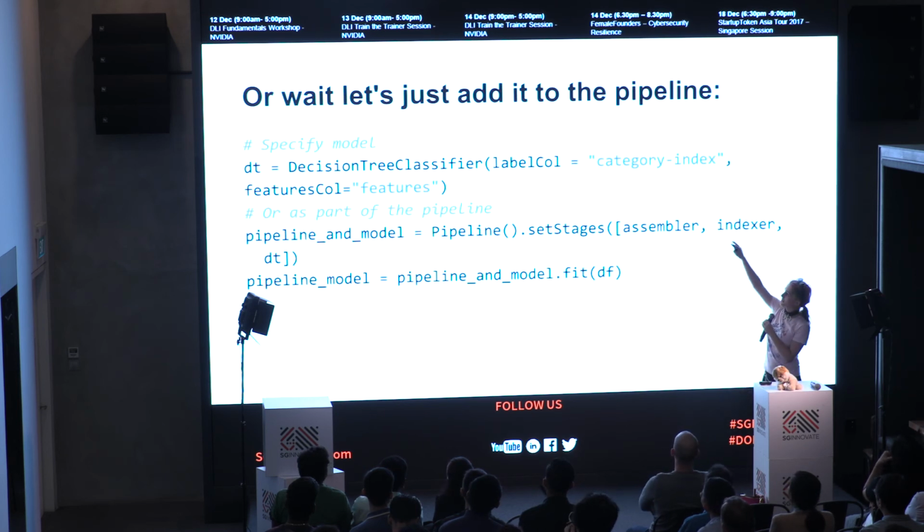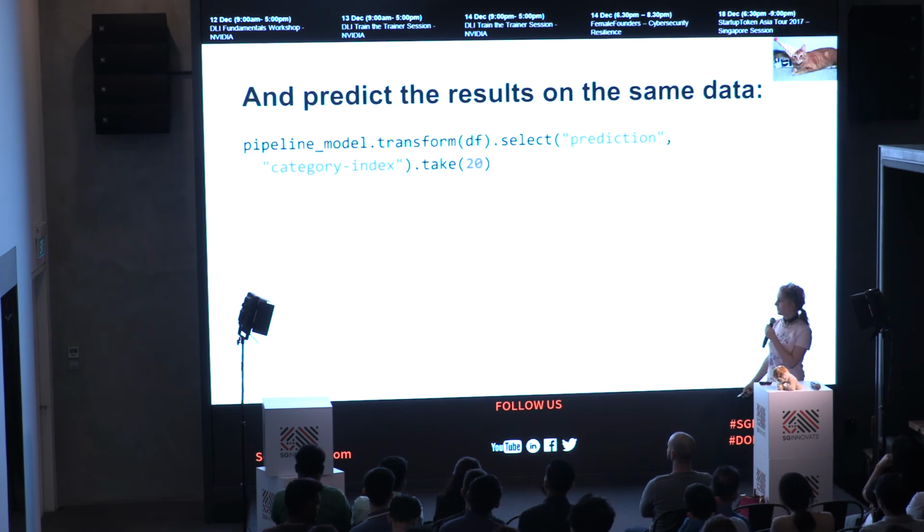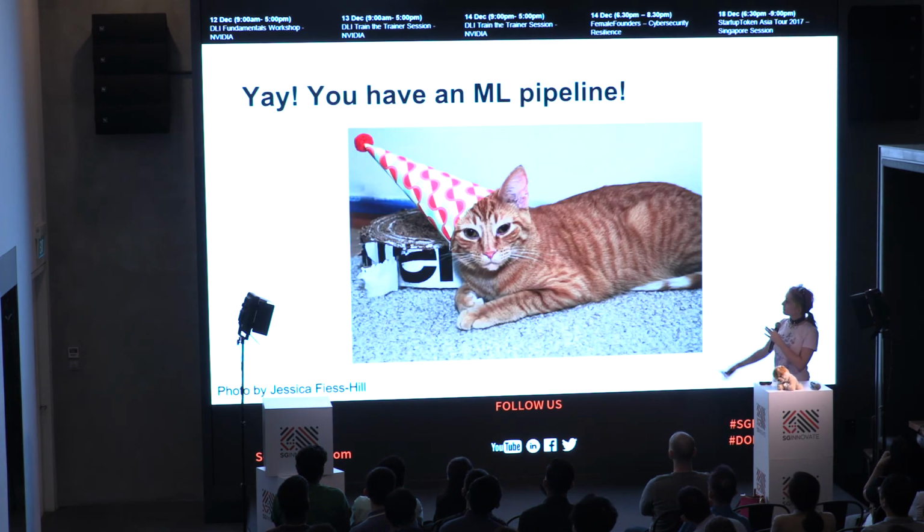You would normally, instead of just fitting your decision tree at the end, put it in a pipeline together with everything else you were doing, and then you can fit it, and then you can use the same pipeline model to predict on new inputs. Right, predicting the results, yay! Not super exciting, but yeah, we have kind of a shitty machine learning pipeline.